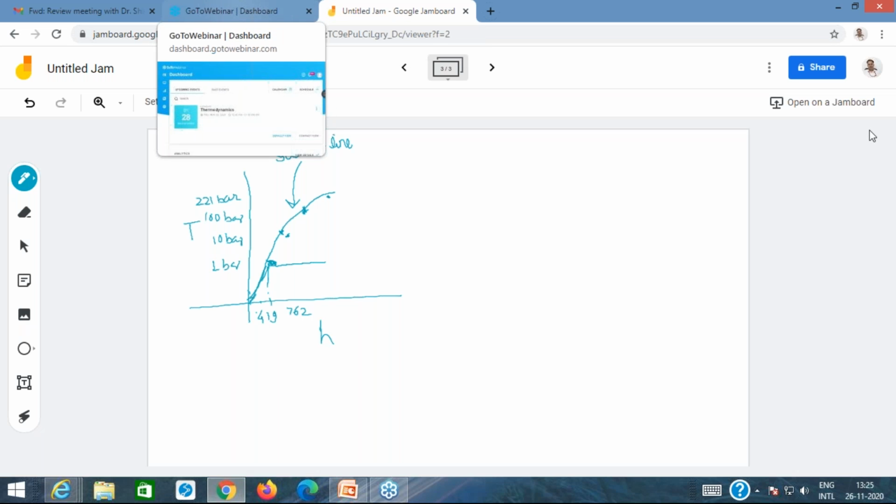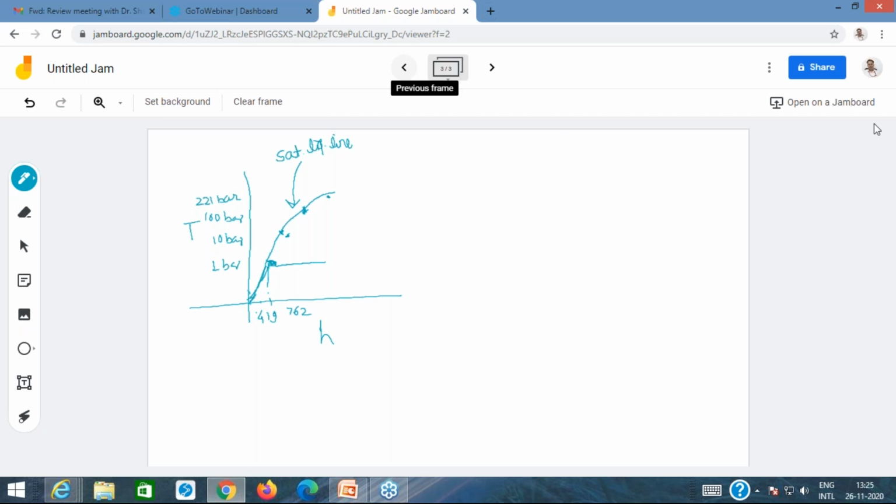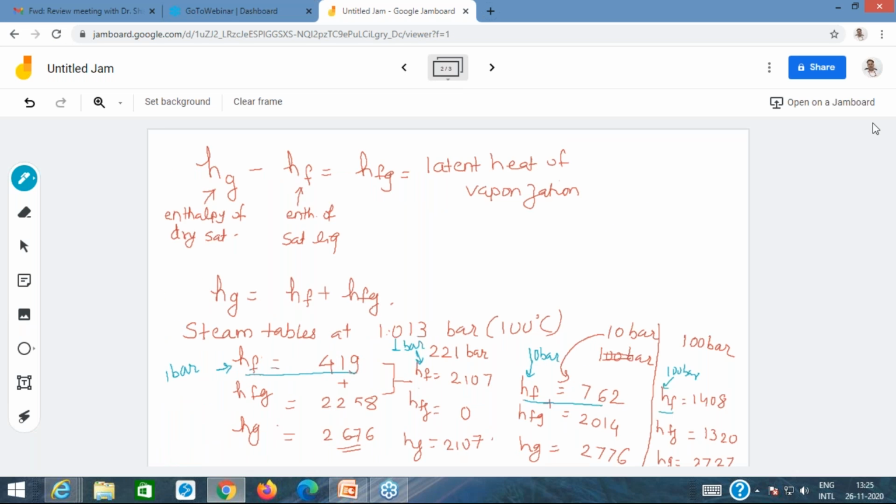But before that, let me show you the HFG value. What happens to the HFG value, Urshali? As you go on increasing the pressure, what happens to the HFG value? Have a look at the numbers you have given me. HFG at 1 bar is 2258. HFG at 10 bar, yes Kunal, it is right, it decreases. It has decreased from 2258 to 2014.